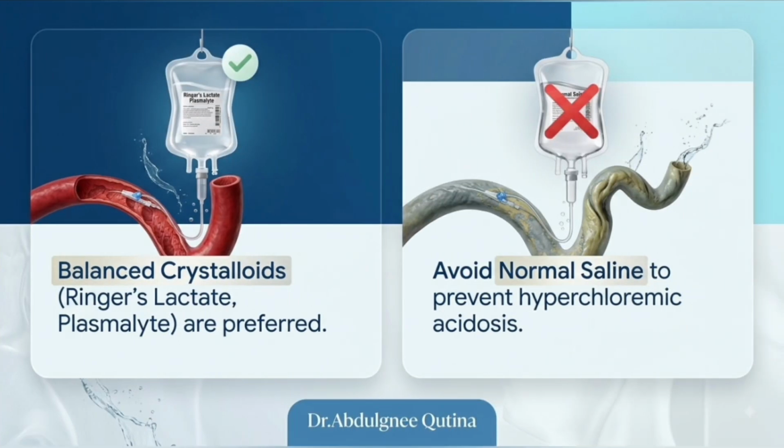When it comes to the fluids themselves, your choice matters immensely. The goal is to rapidly refill that intravascular volume. Balanced crystalloids like Ringer's lactate or Plasma-Lyte are preferred over normal saline. Why?